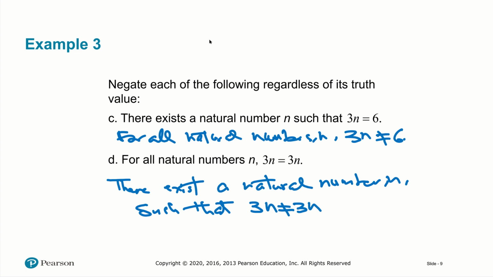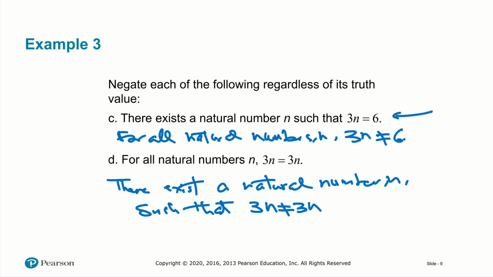Again, we're not worried about the truth or falsehood of the original statement. We're just trying to learn the act of negation. Otherwise, if you look at the first statement, there exists a natural number n such that 3n equals 6. That's actually a true statement because we know that number very well. What is the number that you have to multiply 3 by to get 6? Of course, that's 2. So the first is a true statement.